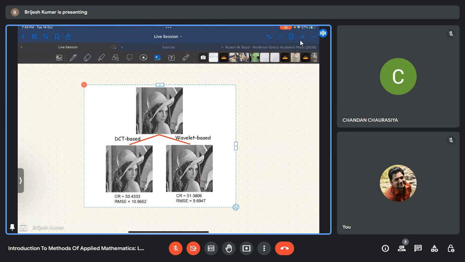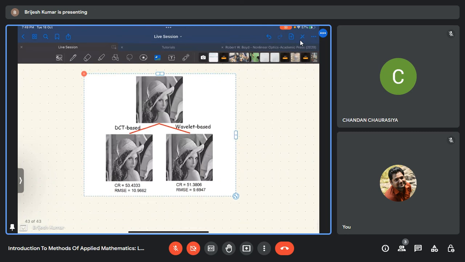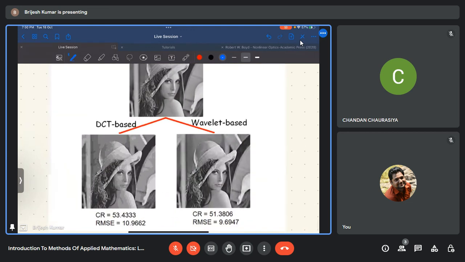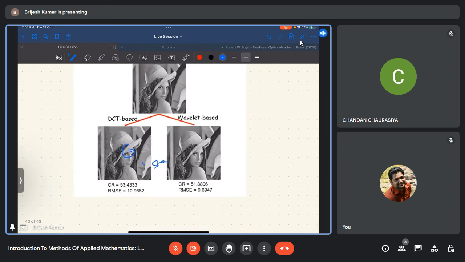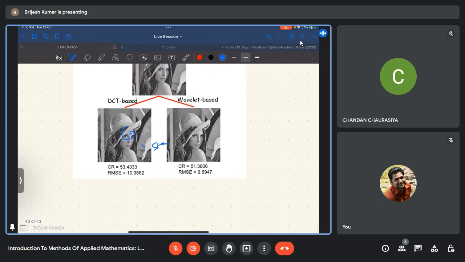If you see this image, one is transformed with DCT and this image is transformed with wavelets. In the zoom view, this image has some blurriness and this one is more clear. This is the difference between the wavelet based transform and the DCT based transform.